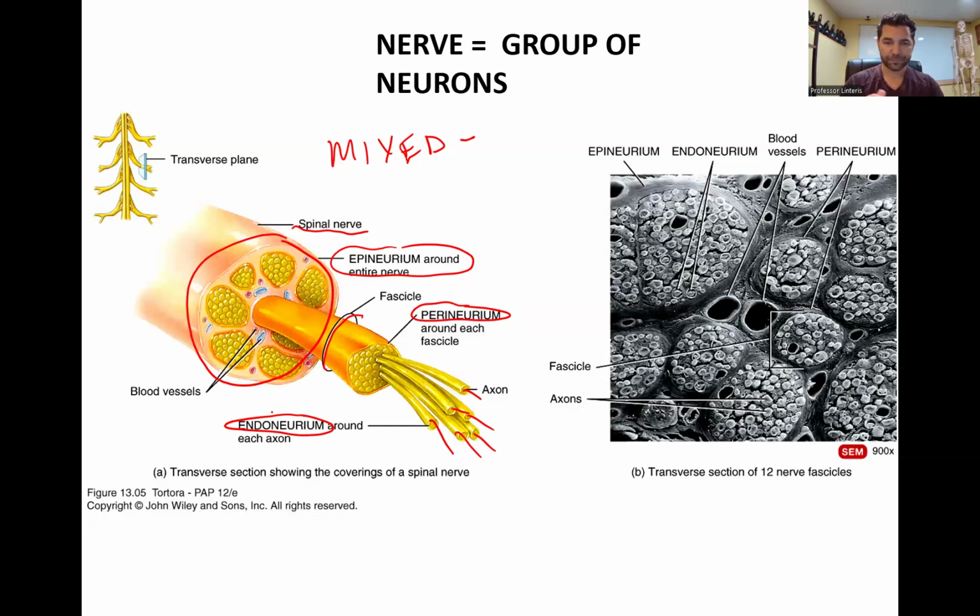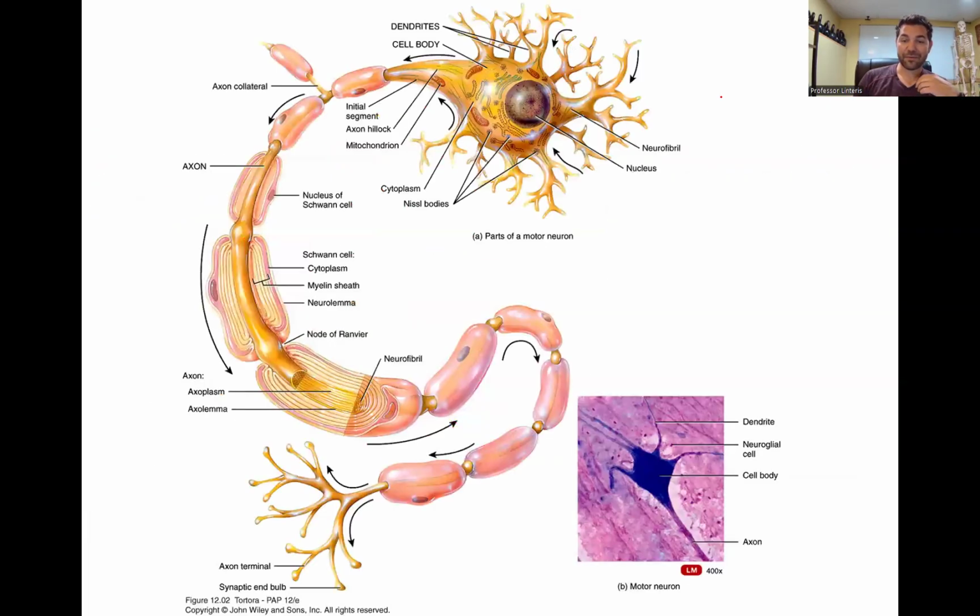Big picture, mixed nerves carry sensory and motor messages. Yay. You want to have a nerve that carries messages to and from. It's more efficient that way, saves space, just like a highway. One way is going to take you north, the other way is going to take you south. They run parallel to each other. So that is what a spinal nerve is. And let's dive into a neuron.